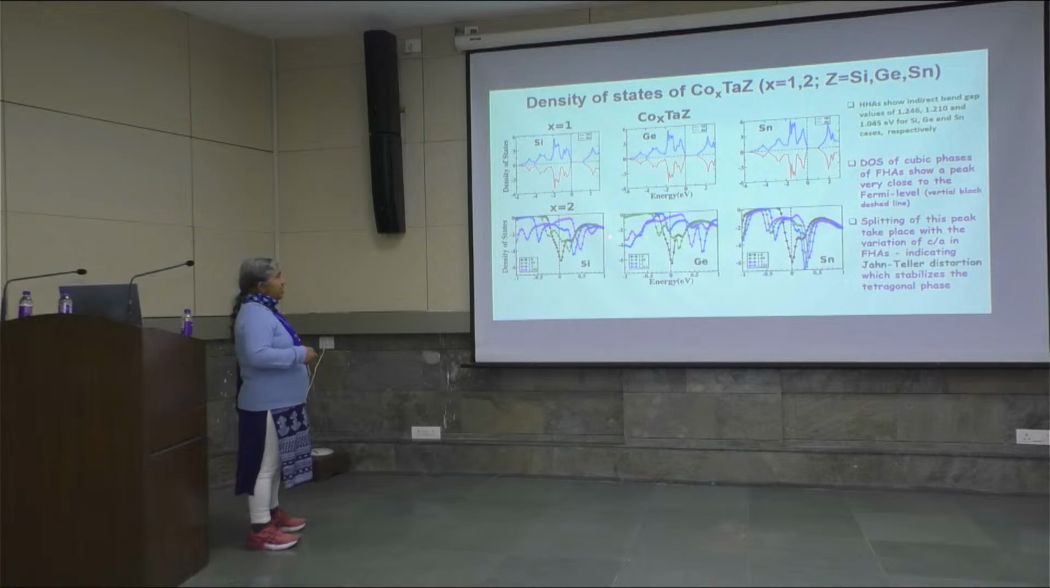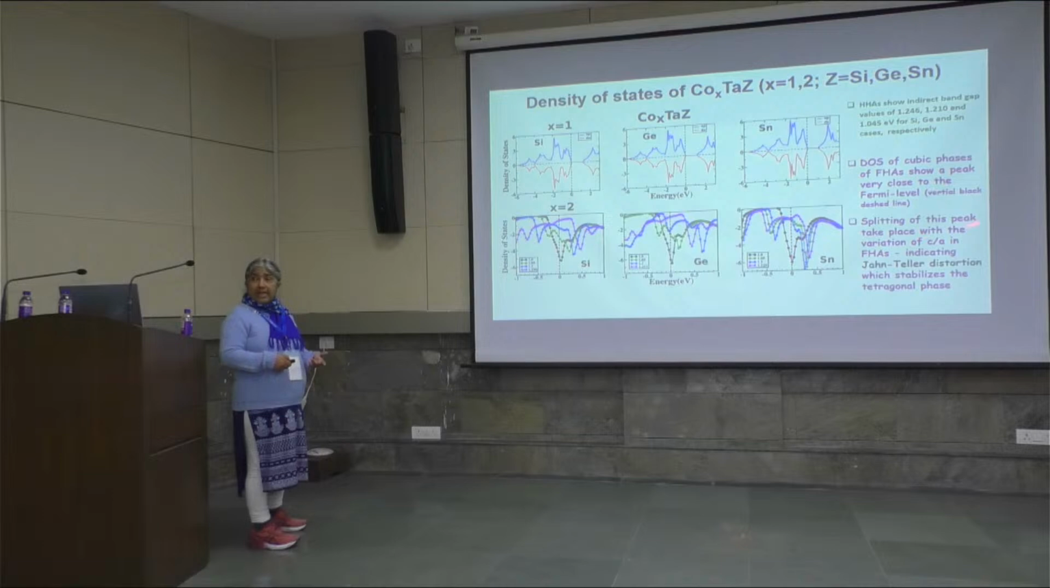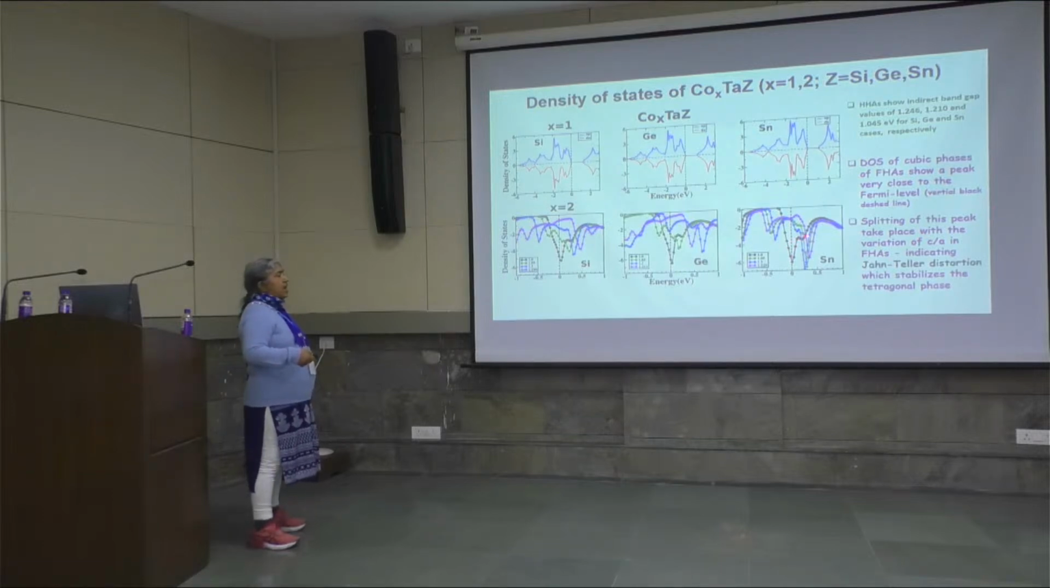On the other hand, when we see the full Heusler alloys, all of them at the Fermi level or very close to it, they show a very high density of states, which is these black lines, and which already indicates that these are not so stable in the cubic phase, at least at zero temperature. At higher temperature, the situation can be different.